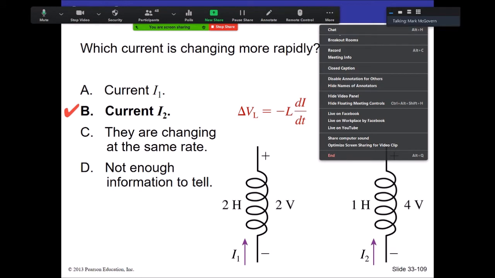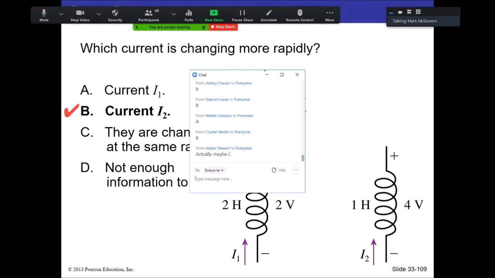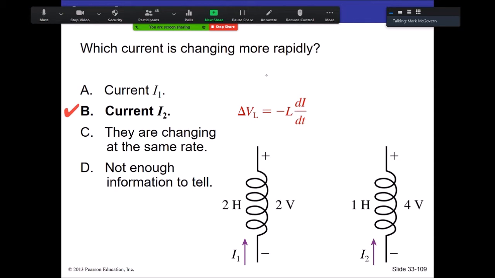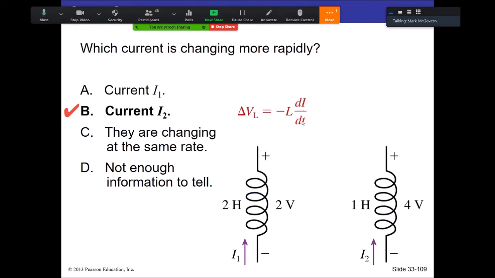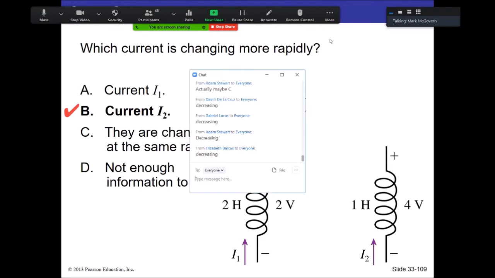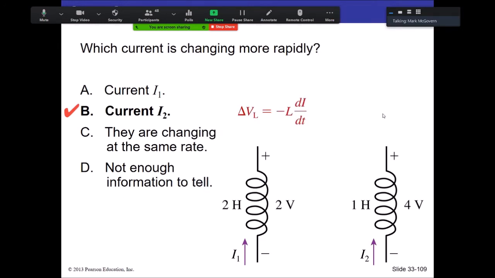Now, a secondary follow-up question here. What's happening with these currents? Are they increasing or are they decreasing? What do you think? They are decreasing. The di/dt is negative, which cancels with this negative, so we have a positive voltage. Positive voltage because we're going up here, right? The current is directed upward. Okay, good.